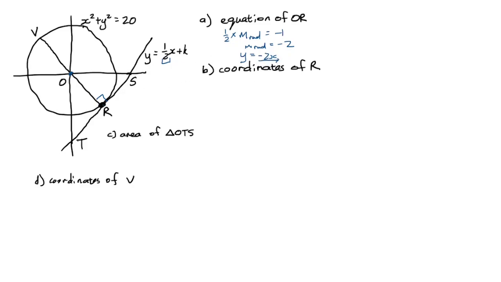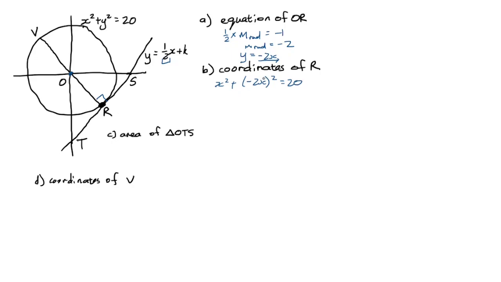To work out the coordinates of R, it's important to realize and see it as a point of intersection. So it's a point of intersection of three graphs: the tangent, OR, and the circle. Because I don't know the equation fully yet of the tangent, I'm going to just do an intersection between this equation of OR that I've just worked out and the circle. And to do that, I just substitute in. So x squared plus y squared, but I know that y is -2x, equals 20.